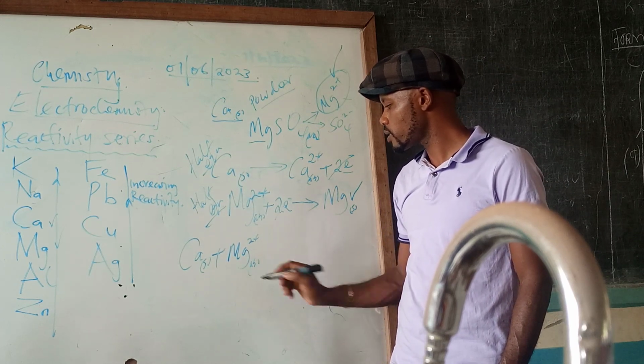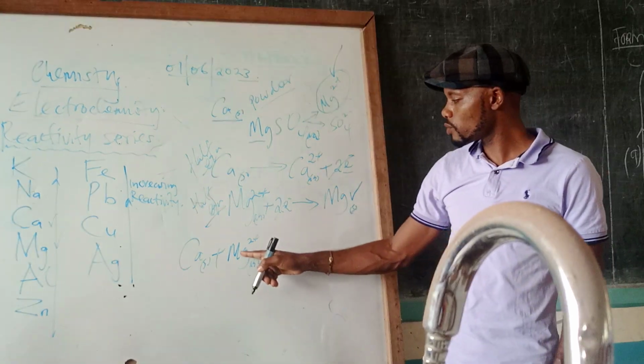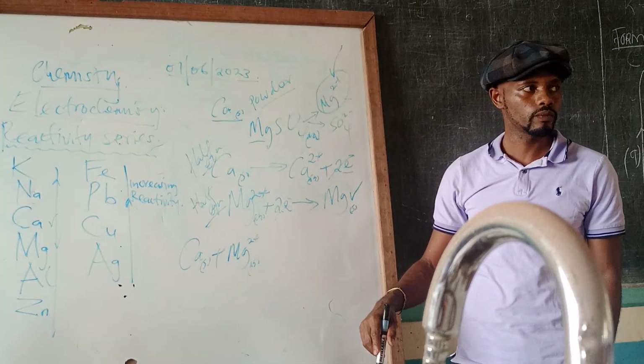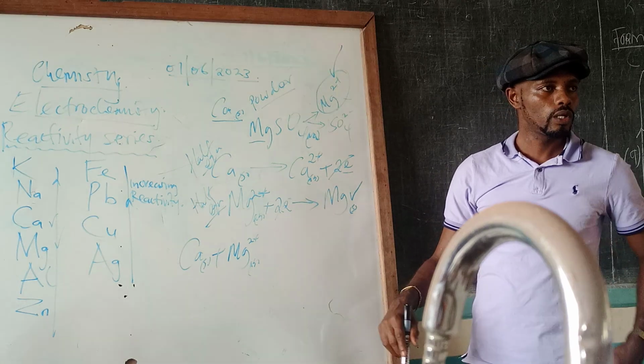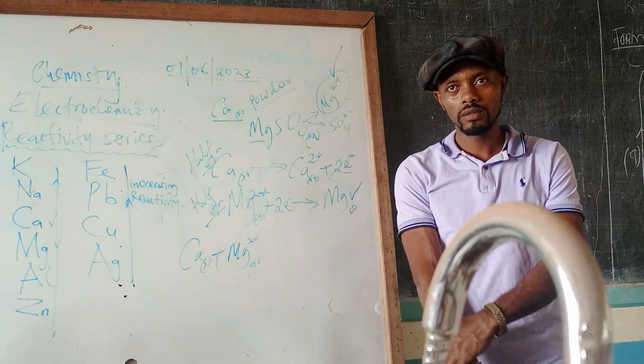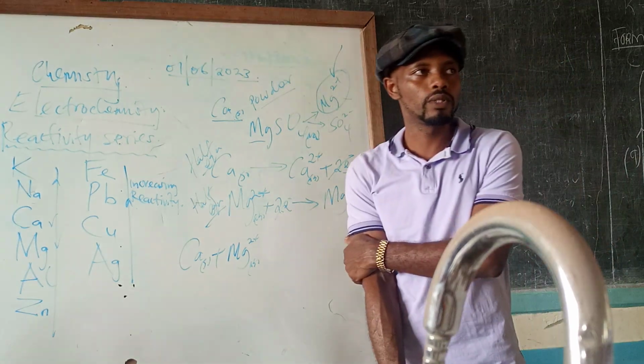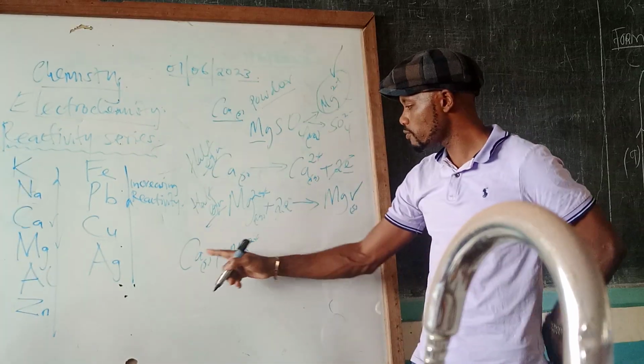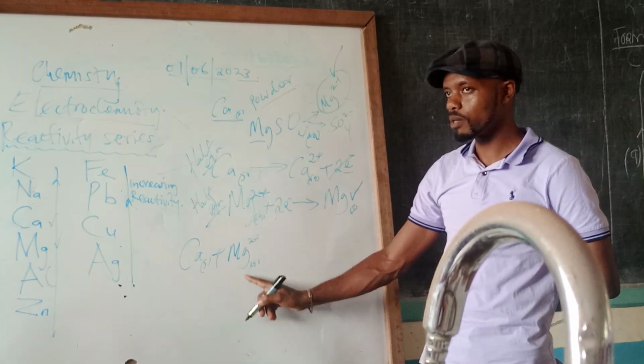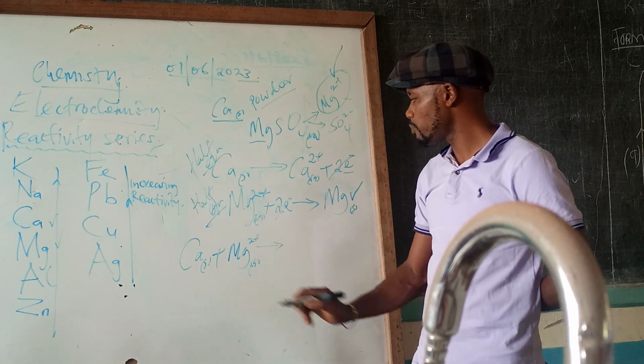This one is aqueous. And when you are writing these symbols, make sure that they do not touch one another. The moment they touch one another, you will disobey the nomenclature and the equation will be wrong. So you have calcium in solid state, magnesium in ionic state, giving us the product.